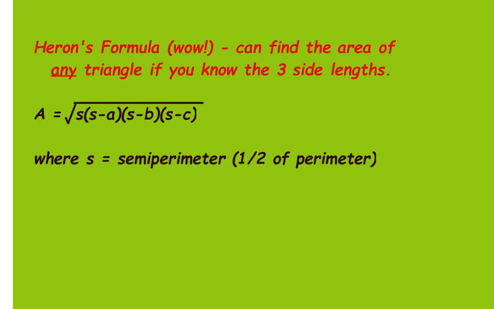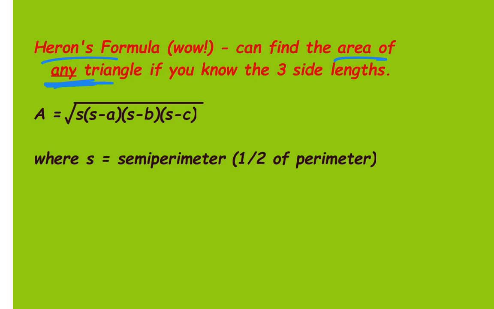Alright, here's a new formula for you, and this is really neat. This is Heron's formula. You can find the area of any triangle if you know the 3 side lengths. So any triangle you desire, if you know the 3 side lengths, you can find it. So you don't have to worry about, is it a right triangle?